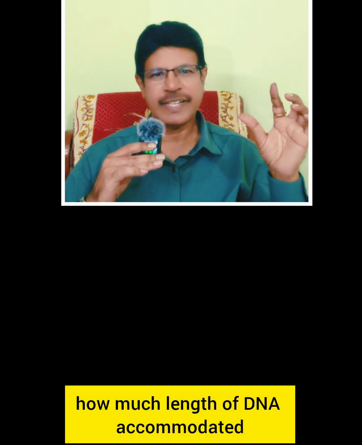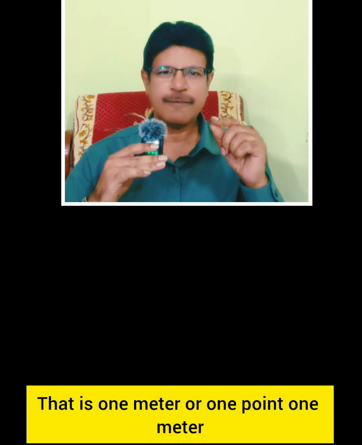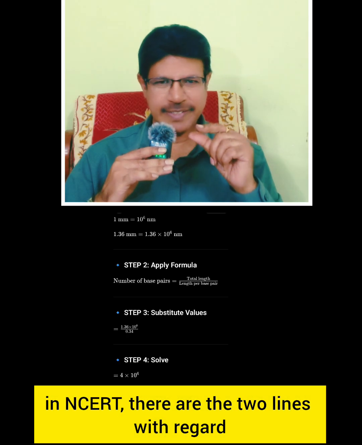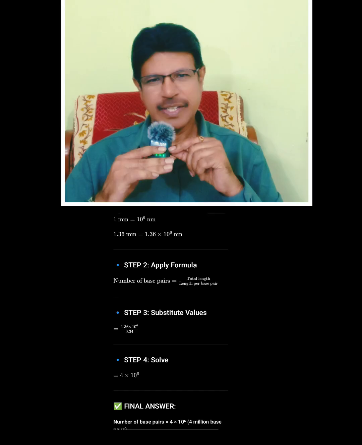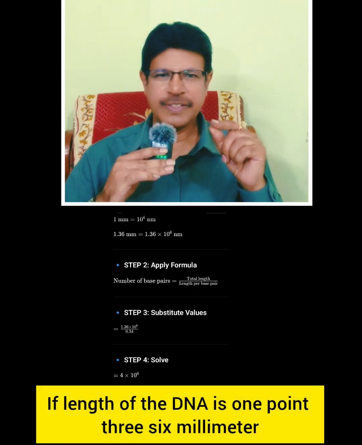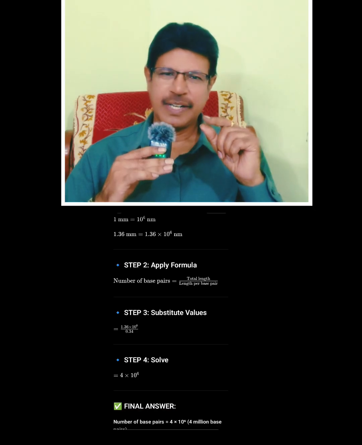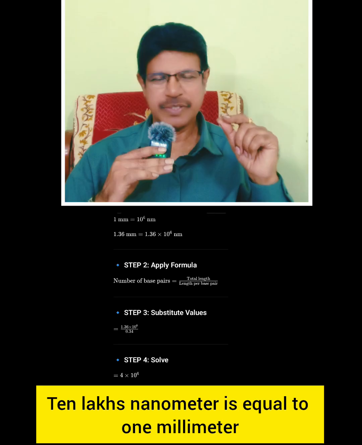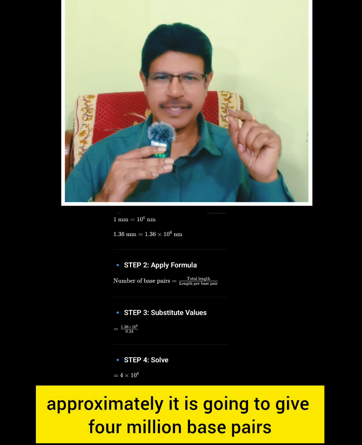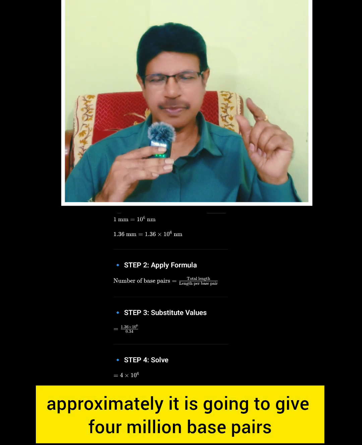Previously there was a NEET question on this. In 23 chromosomes, how much length of DNA is accommodated? That is 1 meter or 1.1 meter. In 46 chromosomes, 2 meter or 2.2 meter of DNA is accommodated. Next, in NCERT there are two lines with regard to Escherichia coli. If the length of the DNA is 1.36 millimeter, calculate the number of base pairs. 10 lakh nanometer is equal to 1 millimeter. If you calculate this, approximately it gives 4 million base pairs.